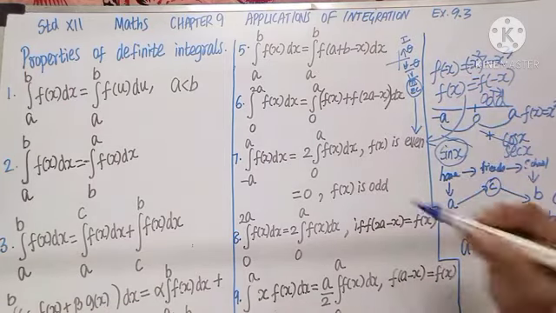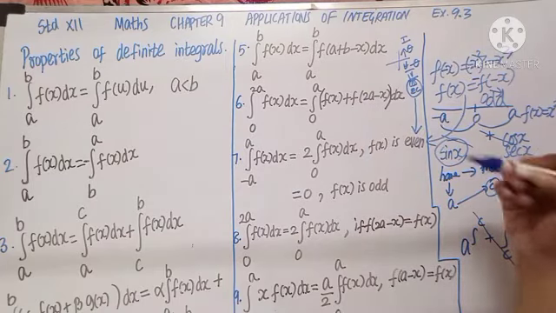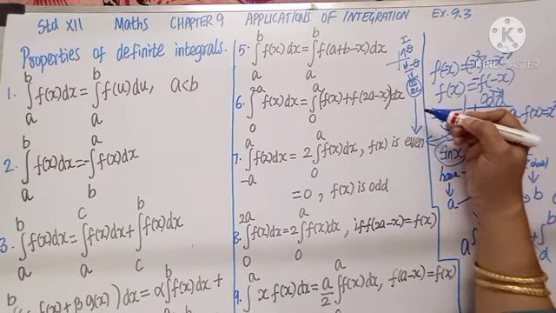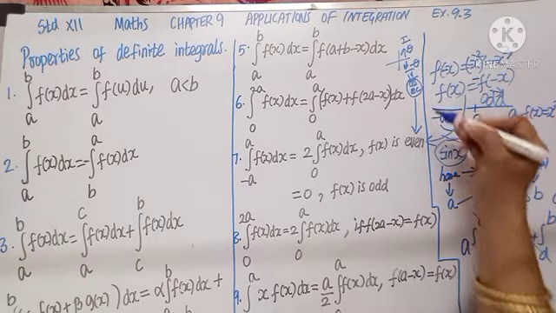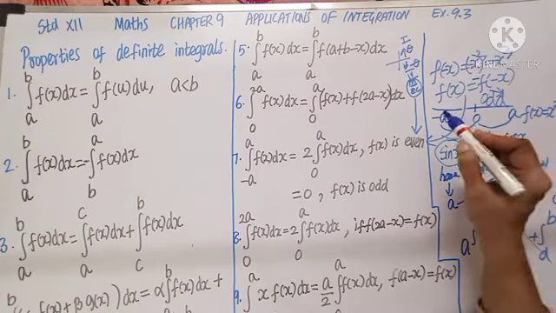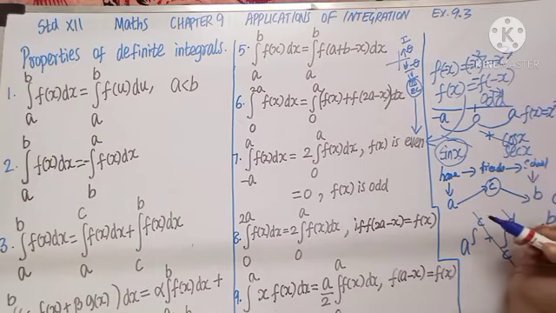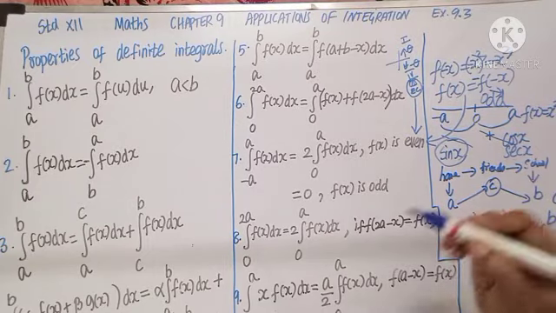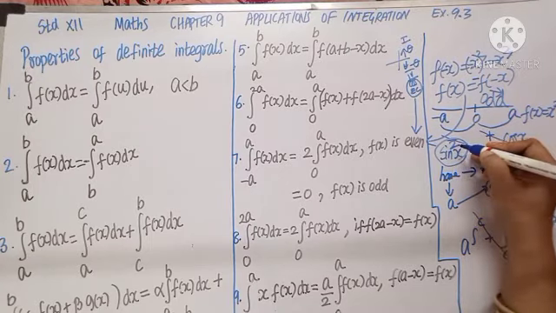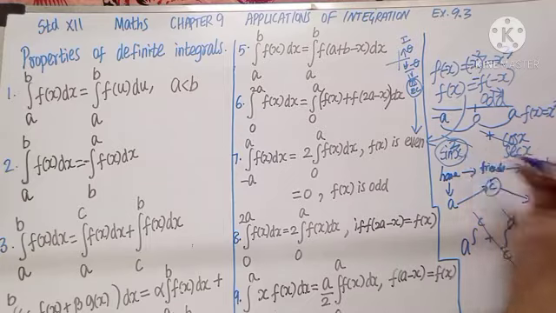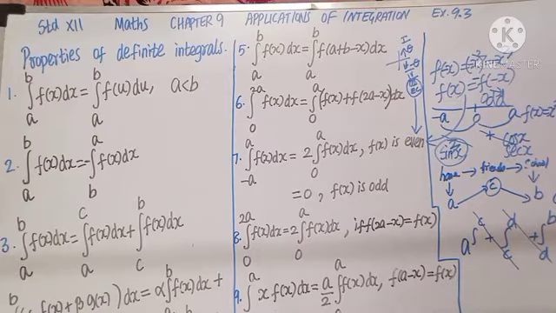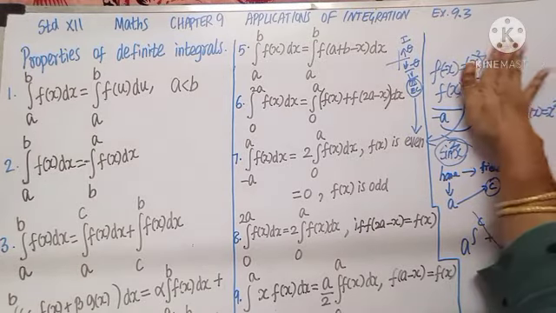All the remaining ratios, say sine, cosecant, tan, cot, they are all odd functions. Even function is only cos and secant. Cos power anything is even only. Secant power anything is even only. But for the other ratios, sine, tan, cot, if the power is even, it is even. If the power is odd, it is odd. Remember in that way.